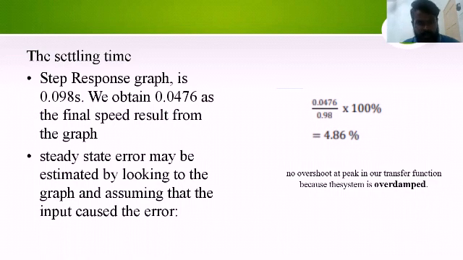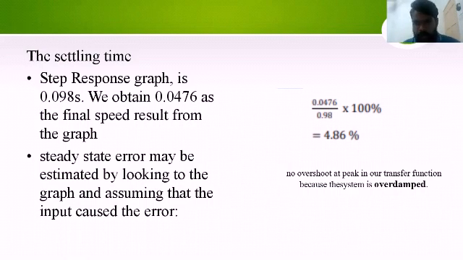For the second one, the steady state error may be estimated by looking at the graph and assuming that the input causes the error, where the total speed is divided by the time taken and multiplied by 100%. The efficiency will be 4.86%.